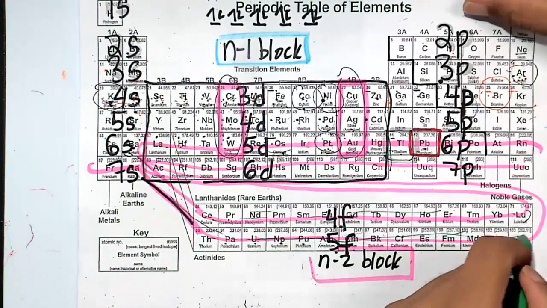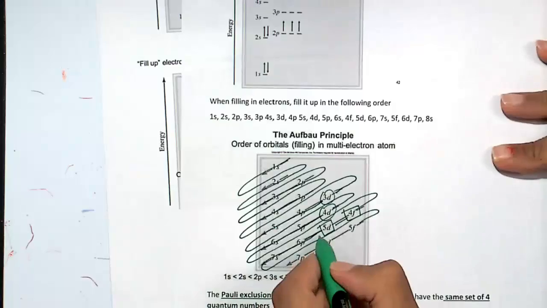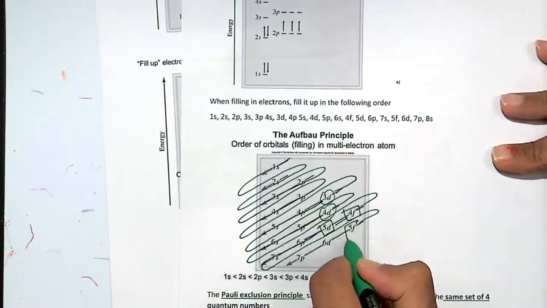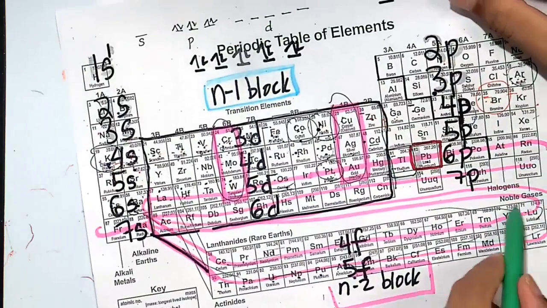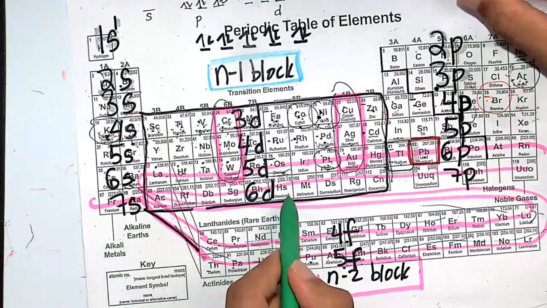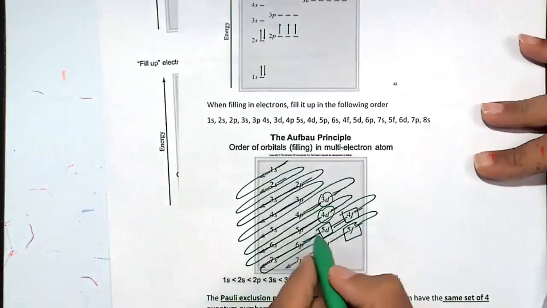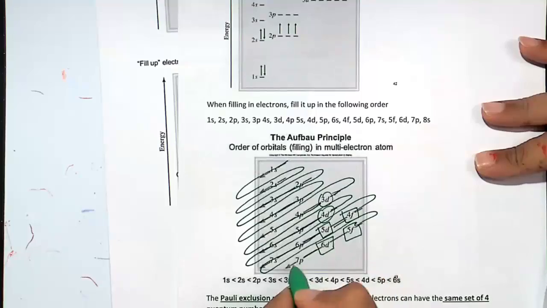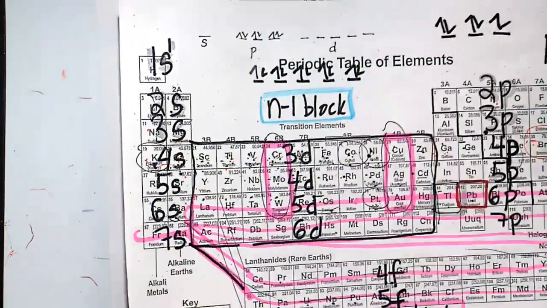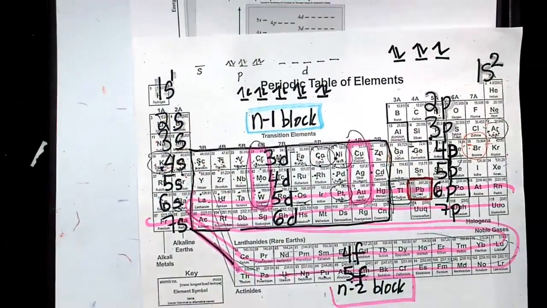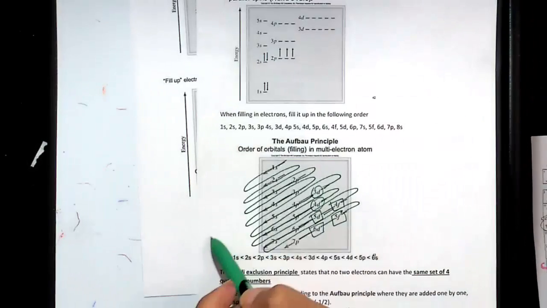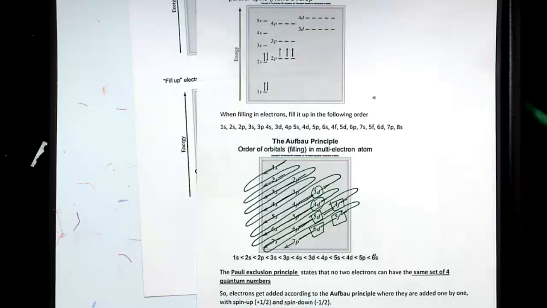We fill up all the 5f, and then we come back to the D, 6d, and then after 6d it's 7p. Okay, so the electrons go marching in, hurrah, hurrah, in this very precise order. Very precise order.